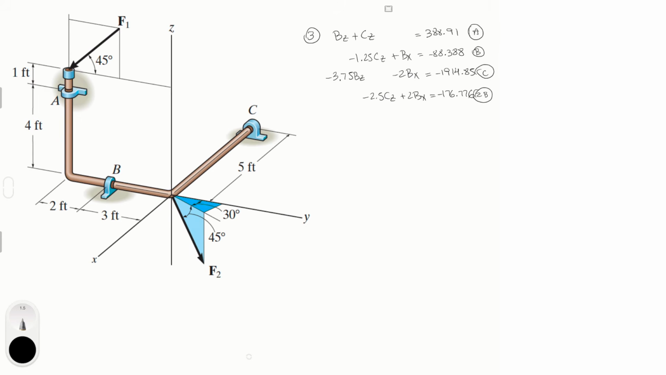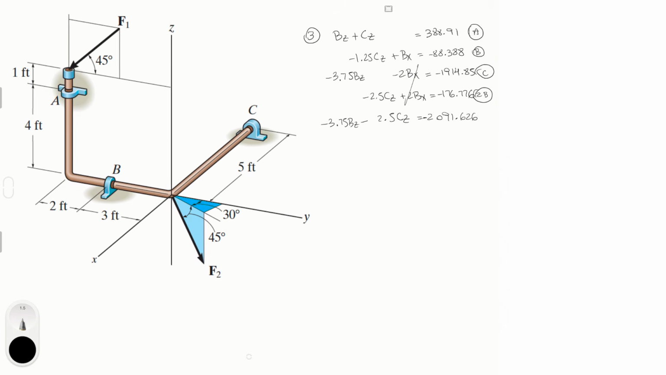Now, if I add them together, these two cancel out, right? And I get minus 2.5 cc is equal to 2091.626 with a negative right here. This is minus 3.75 BC.